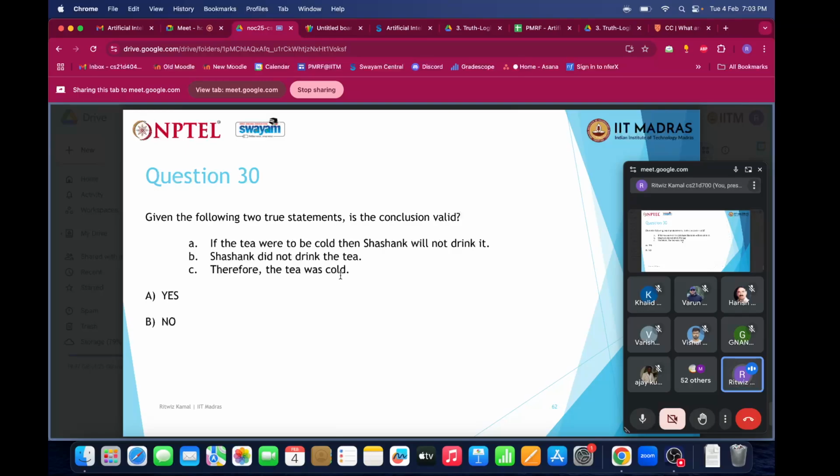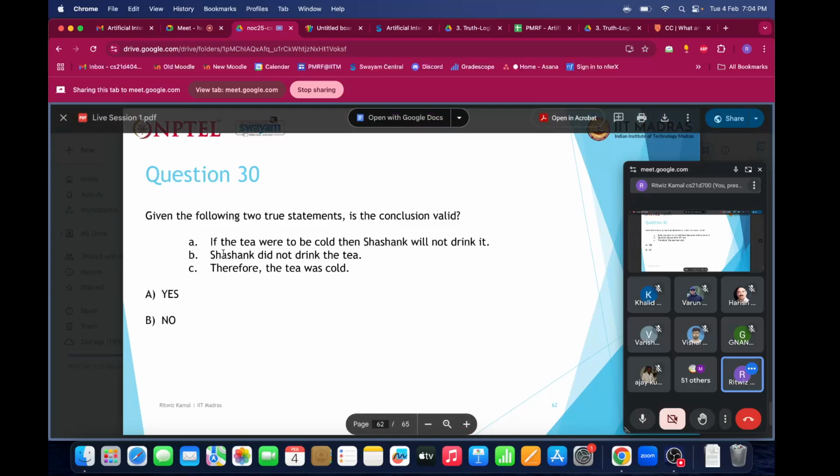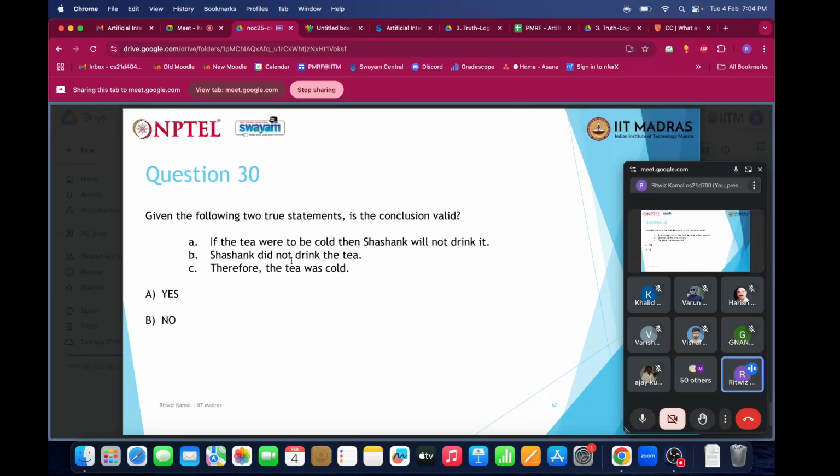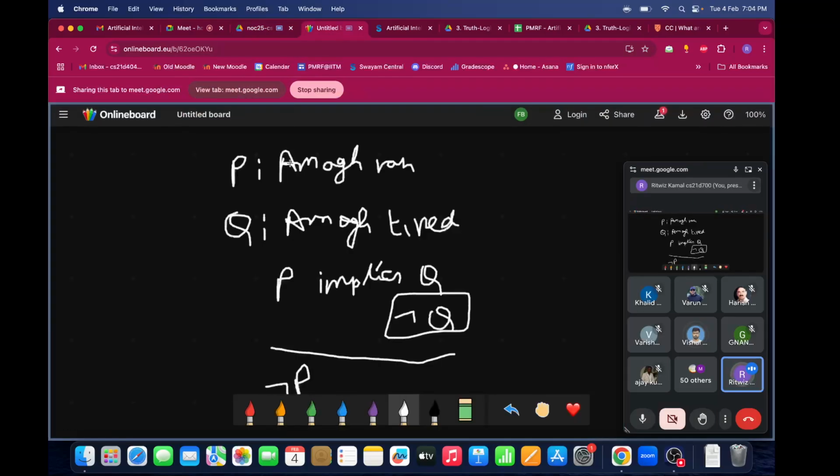Now let's look at the last question. Again, this has given us two statements and a conclusion, and we have to derive whether that conclusion is valid. Okay, so the first statement is, if the tea were to be cold, then Shashank will not drink it. Shashank did not drink the tea. Therefore the tea was cold. Now do you think the conclusion is valid? So let me write it down again. No, so we have one answer, that is no.